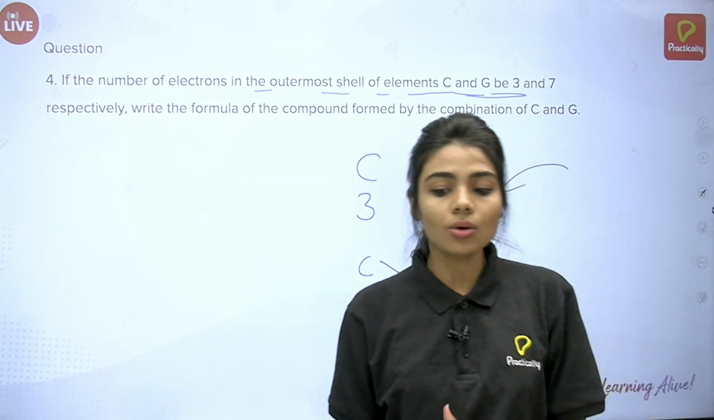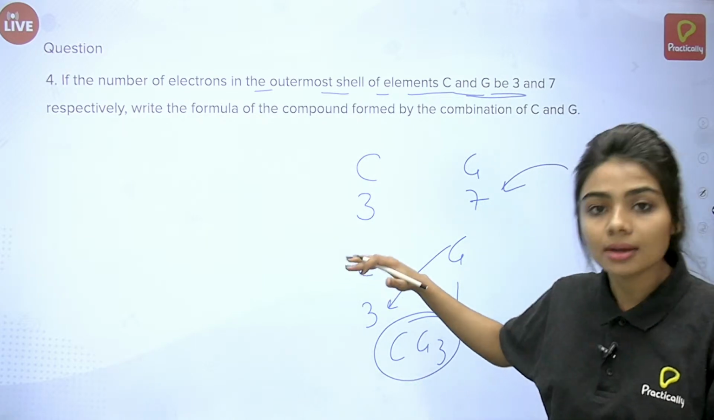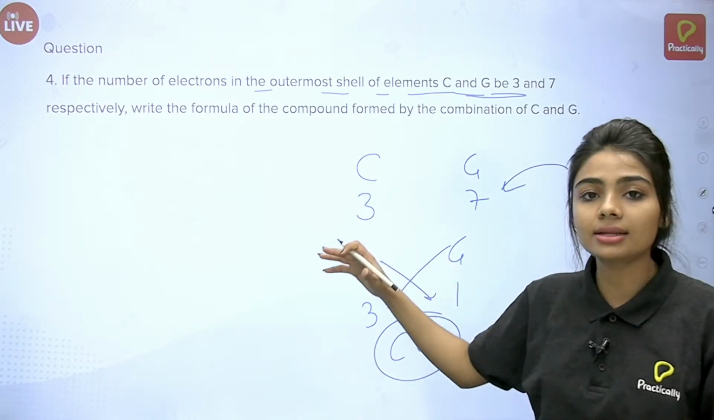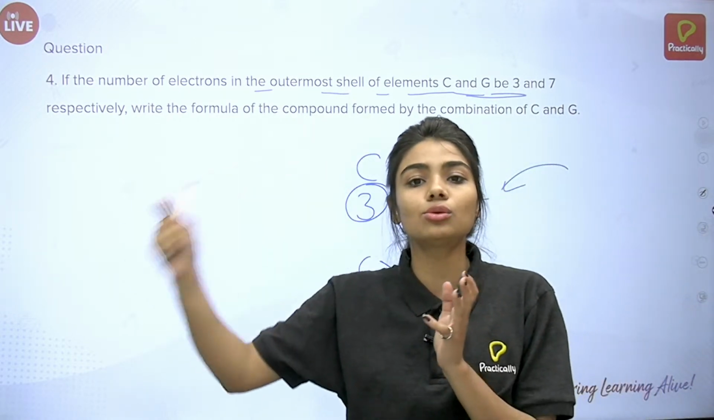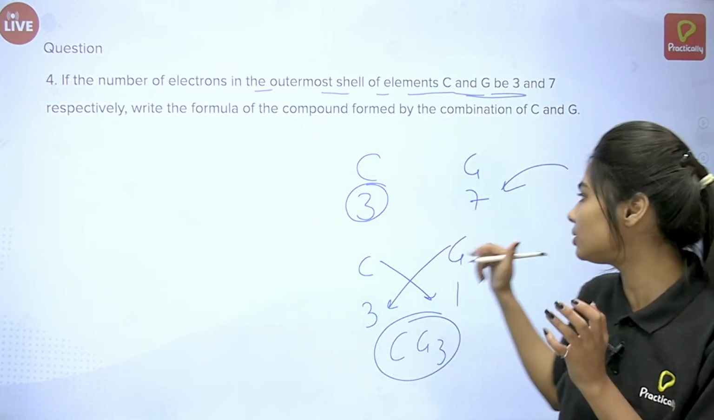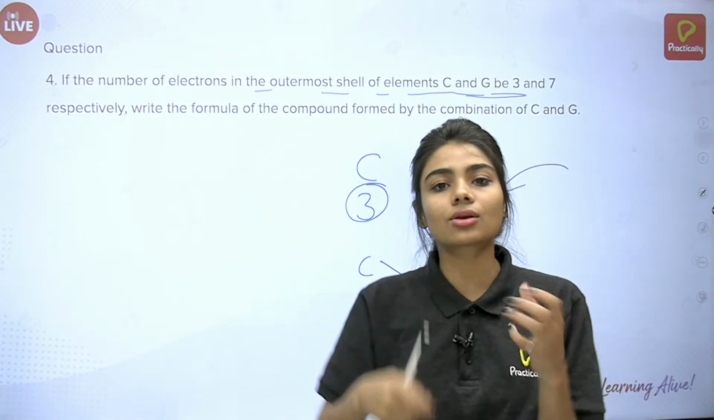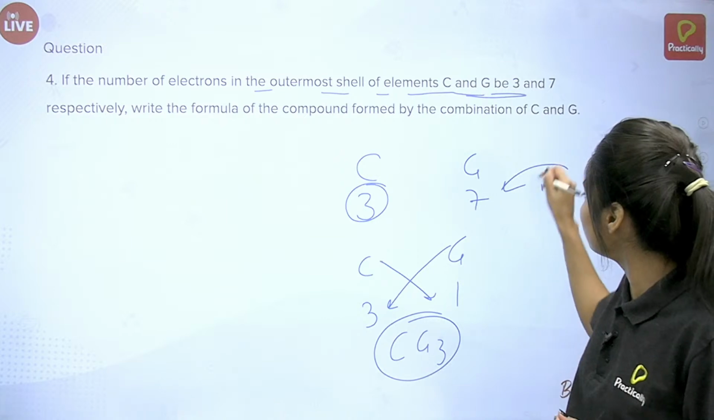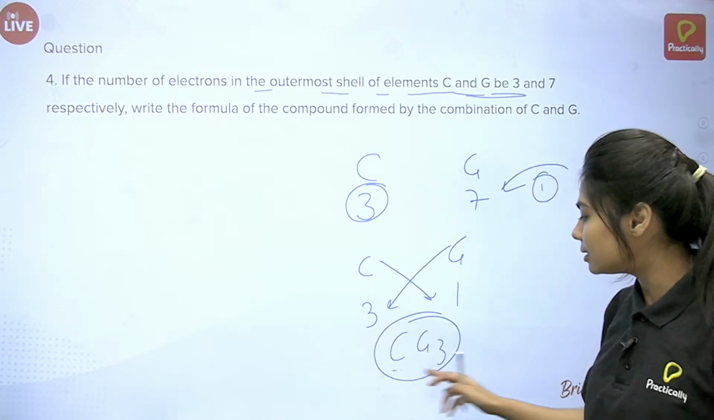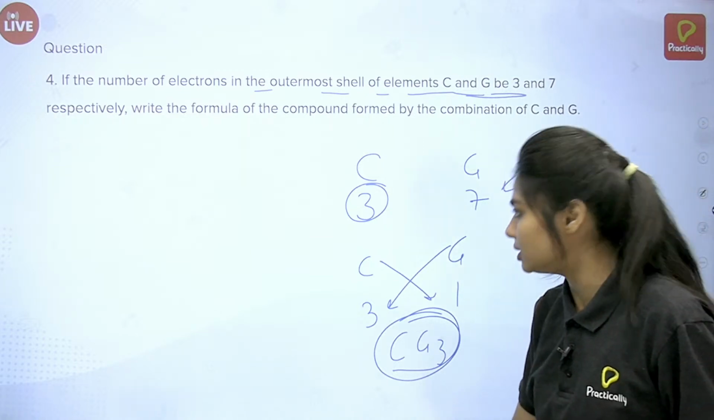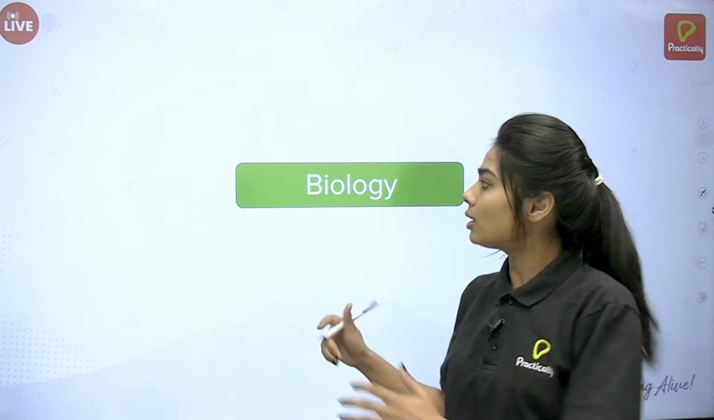So this is how you need to calculate the chemical formula. First of all, write the elements, then the valencies. How do we find the valencies? Here there are 3 valence electrons, so it can easily lose 3 electrons and the valency will be 3. Here the valence electrons are 7, so it can gain 1 electron and become stable, so the valency will be 1. Now cross multiply the valencies and you will get the molecular formula, that is CG3. Okay, I hope you got this.